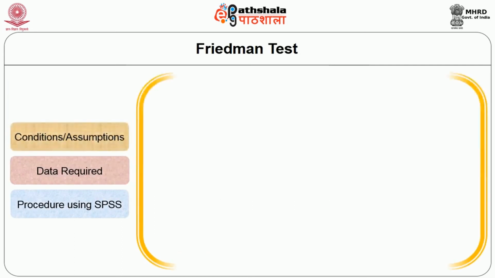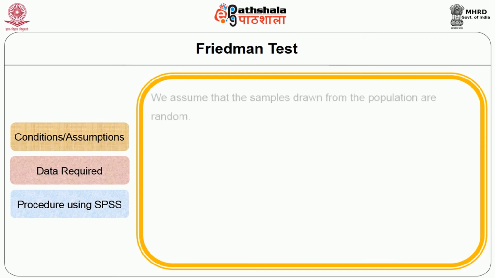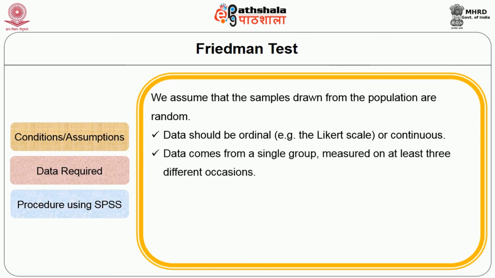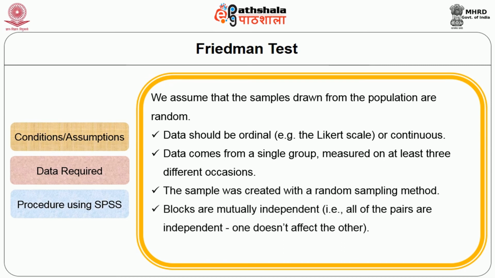The conditions to be satisfied are, we assume that the sample drawn from the population are random and the data should be ordinal or continuous. Data comes from a single group measured on at least 3 different occasions. The sample was created with a random sampling method. Blocks are mutually independent and the observations are ranked within blocks with no ties.